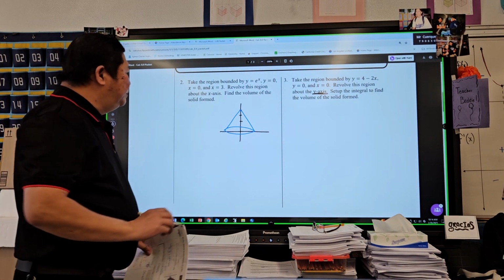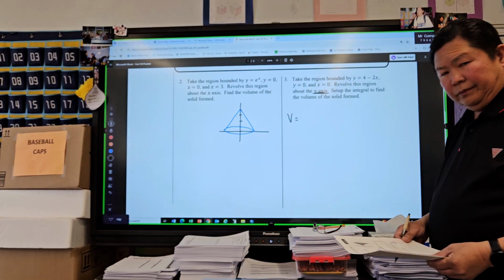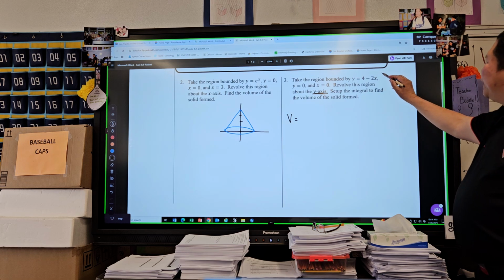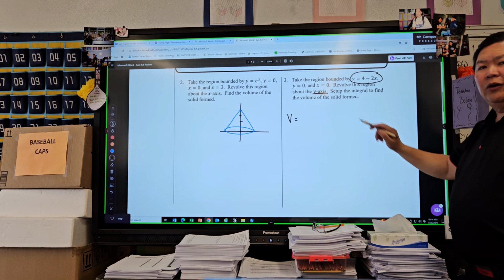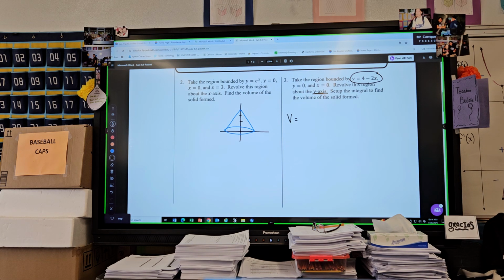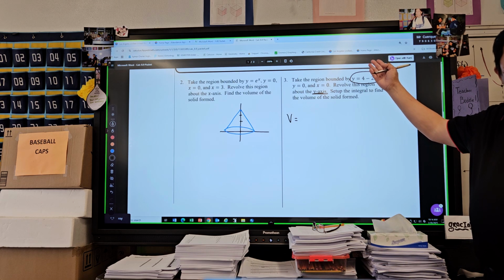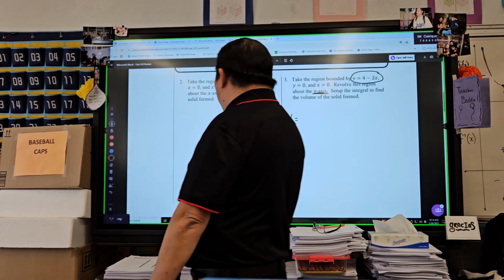So volume is equal to... what to do with this function, since it is being revolved about the y-axis? What to do with that function? You have to make x equal. Make x equals. Okay, can you do it now? Yes, I can.